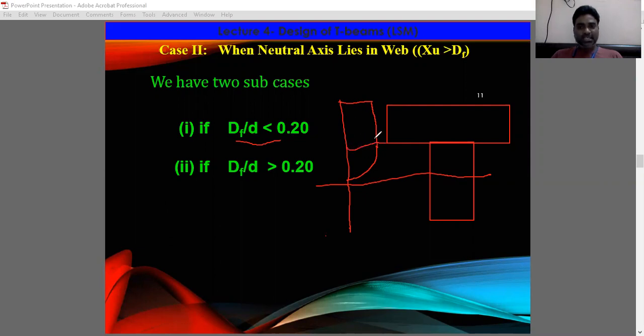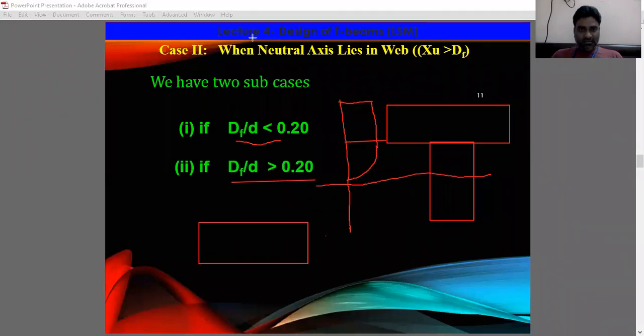Maybe some extension may happen, because the rectangular portion is within this. And suppose, let us say, for example, I would like to write it here, and here the stress is 0.45 fck, right? And here also you will get the same. So for this portion you can consider the average stress. For this portion it is constant if this is the case, right? So this is a different case. That means the stress within this is not uniform.